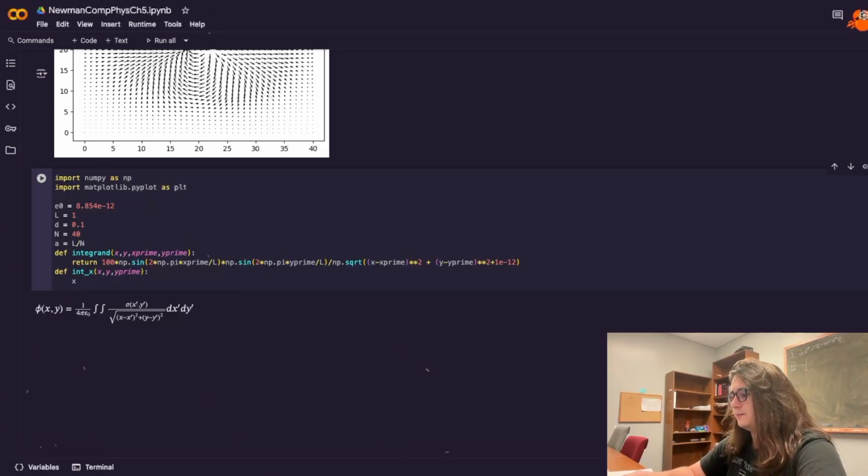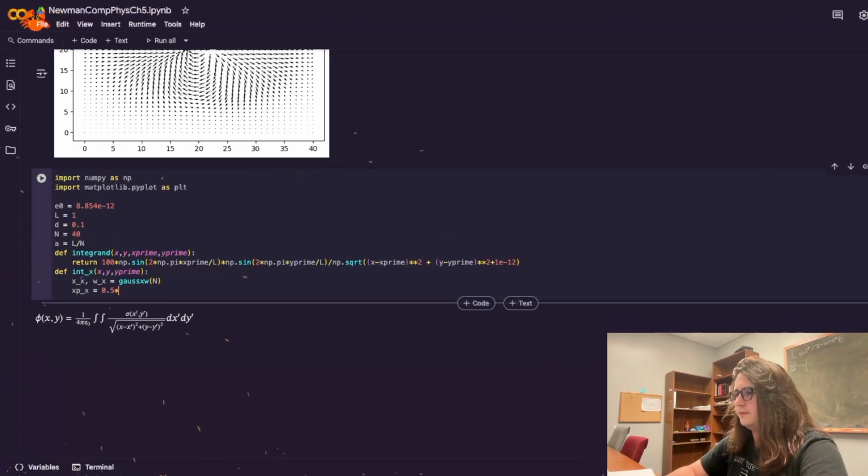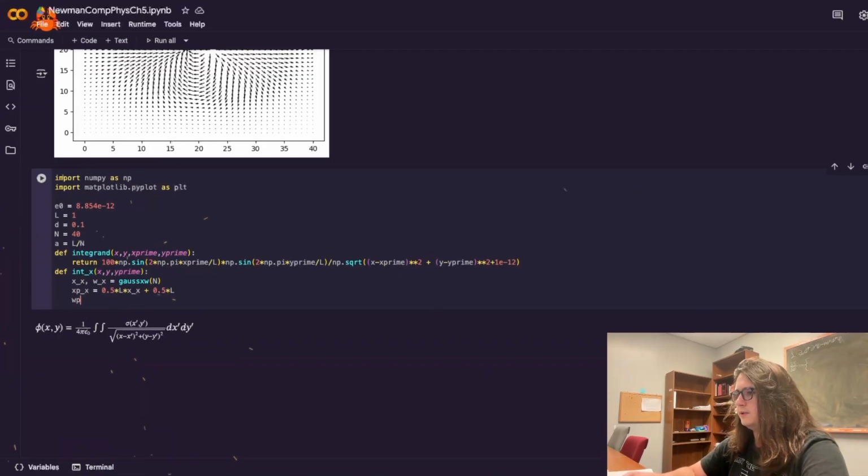So we're going to set up our input variables, x and w, to get the Gauss xw of n function. Again, that's from the online resources. Go and grab it, you'll need it. Xp sub x will be 0.5 times L times the x underscore x plus 0.5 times L times nothing, actually, that's it. And then Wp underscore x equals 0.5 times L times W underscore x.